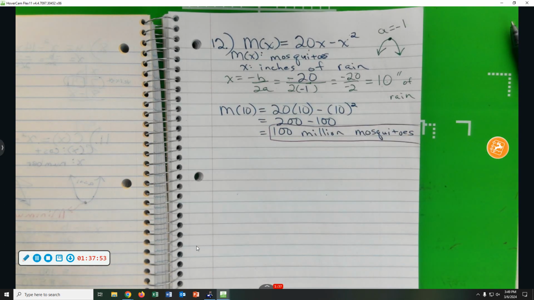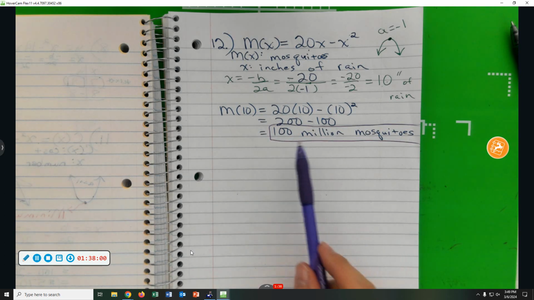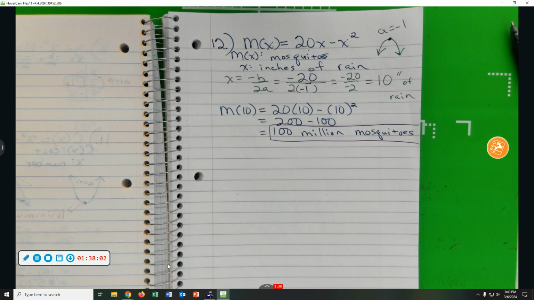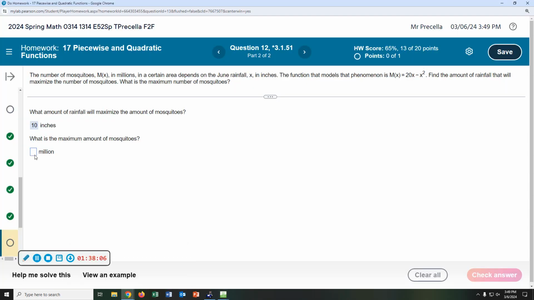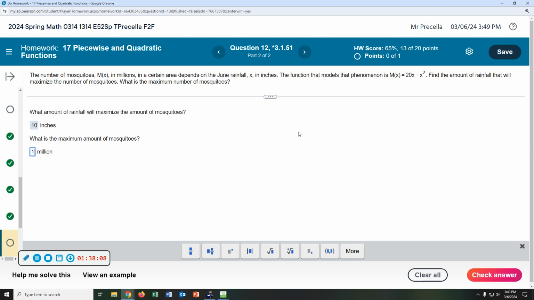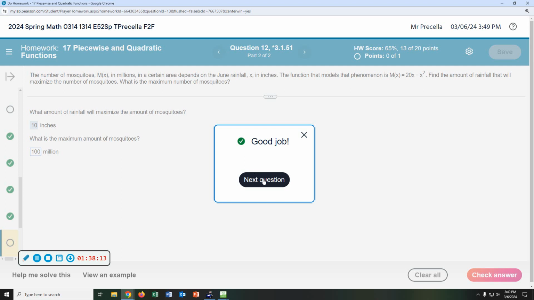And could you ever have 200 million mosquitoes? Will there ever be 200 million mosquitoes during June? No, this is the largest number of mosquitoes that area can ever have. So type in the 100. Any questions?